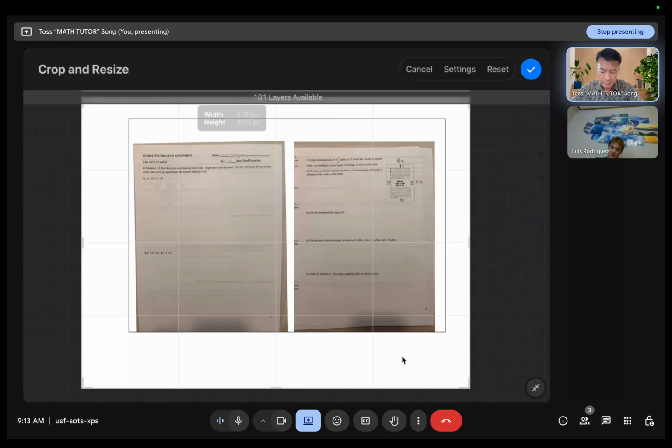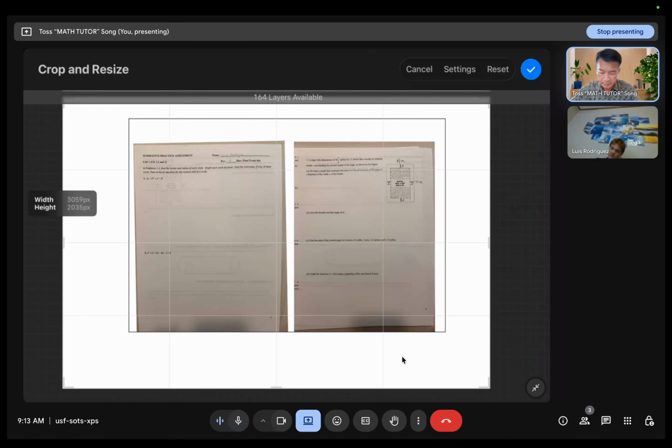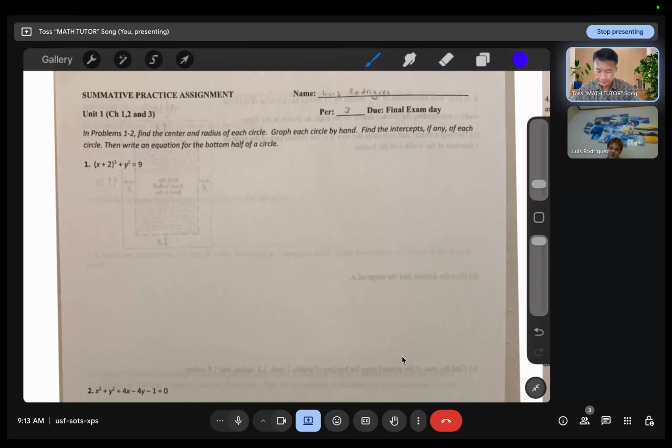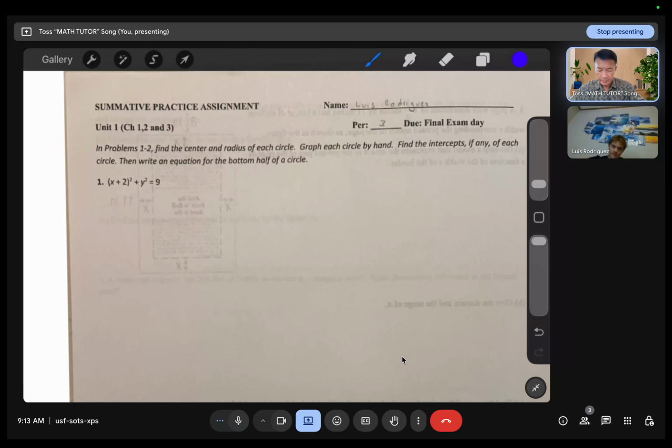First? It's up to you. You want to look at the word problems right away? Do you want to do the... It looks like there's conics. Number one. Okay. All right.